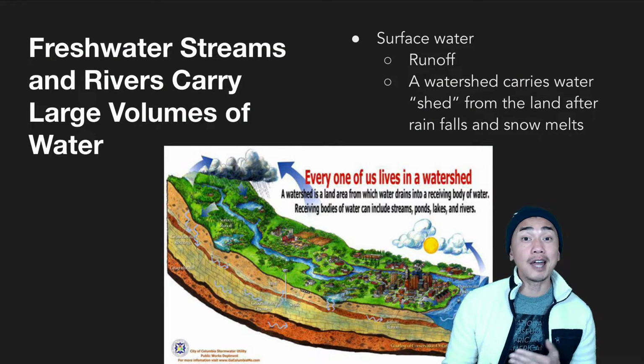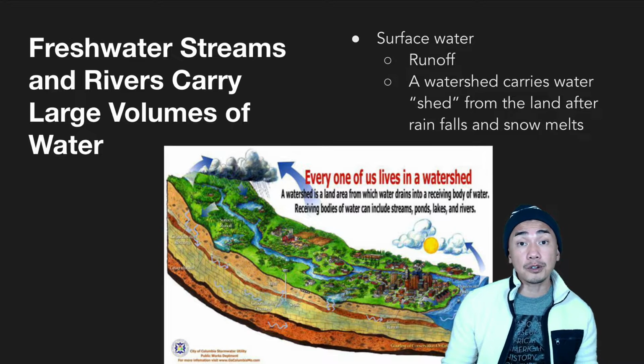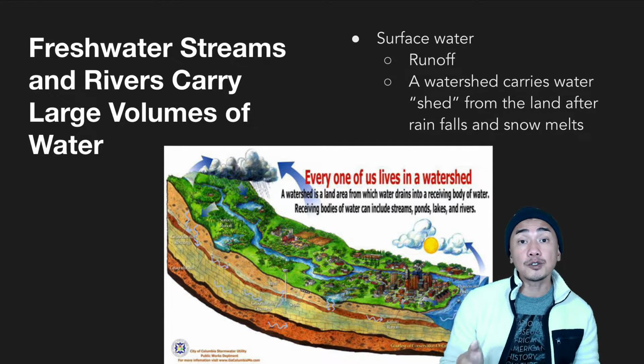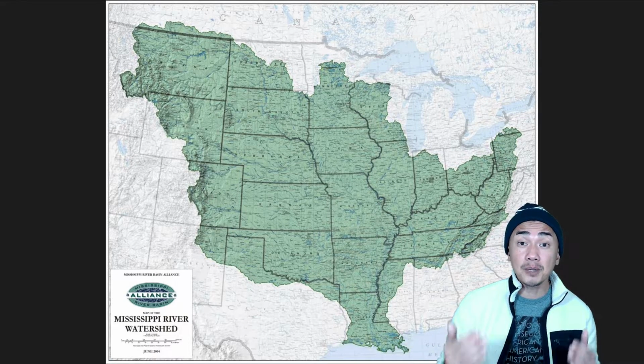Let's switch gears and talk about moving, flowing, or lotic systems. Any water on land is called surface water, and as it moves, it's called runoff. The area of land that carries water into any river, stream, or other body of water is called a watershed. This is a map of the Mississippi River watershed. Any water that falls in the green area on this map will drain into the Mississippi River and eventually the Gulf of Mexico.